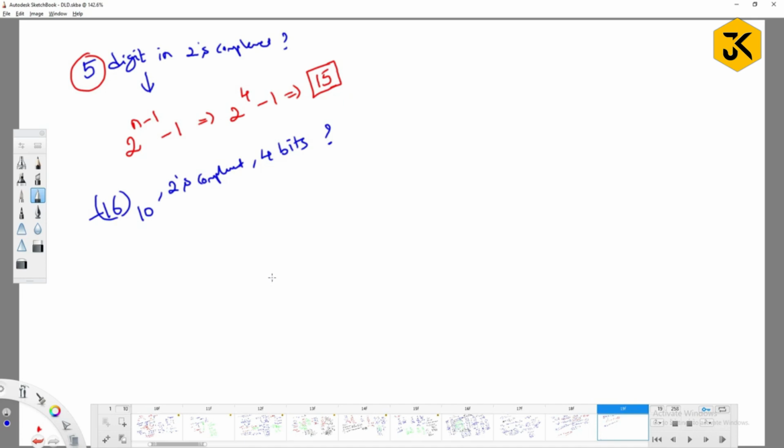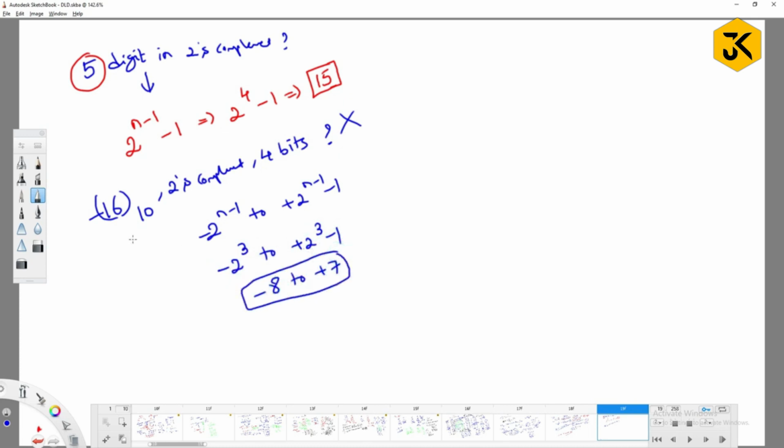Minus 16. Is it possible to fit minus 16 base 10 in 2's complement representation of 4-bit representation? The simple thing is, it is not possible. If you observe the formula, minus 2 power n minus 1 to plus 2 power n minus 1, minus 1, if you substitute the value of 4, you get minus 2 cube to plus 2 cube minus 1, meaning that minus 8 to plus 7 I can place. But they have given minus 16, so it is not possible to fit this value.